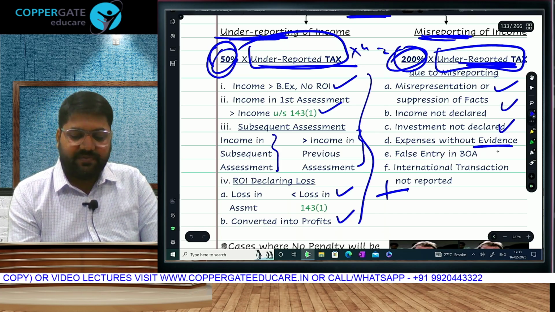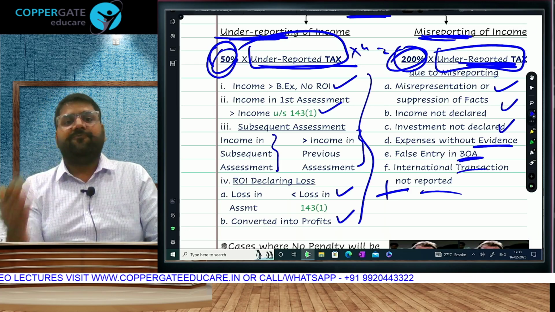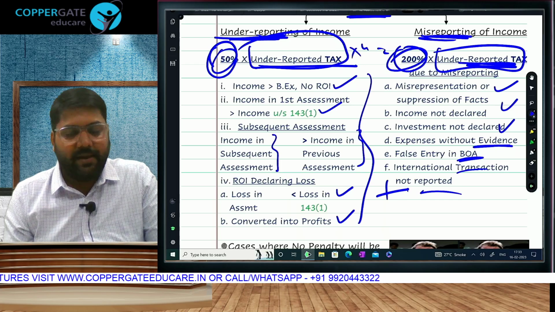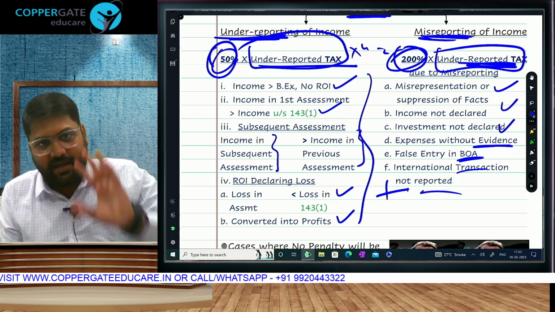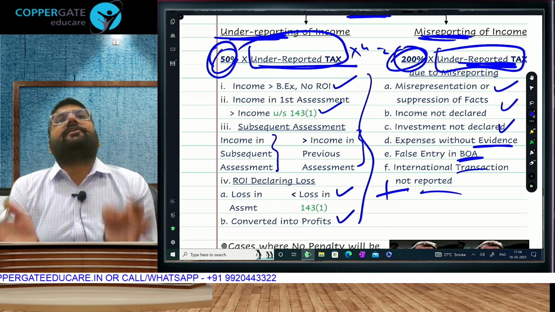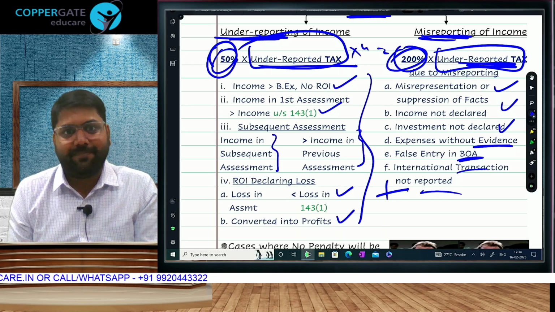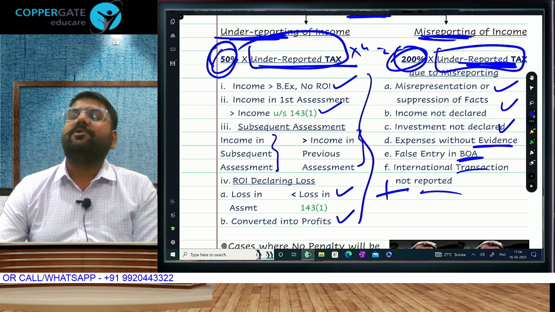misrepresentation, suppression of fact, income not declared, investment not declared, expenses without evidence, false entry or any international transaction not reported, then it will become 4 times. Meaning misreporting penalty will be invoked, half will become double. We are all aware, I have already told you in my full course that practically both will always happen together. So there is no real answer of when only underreporting will happen or when only misreporting will happen.